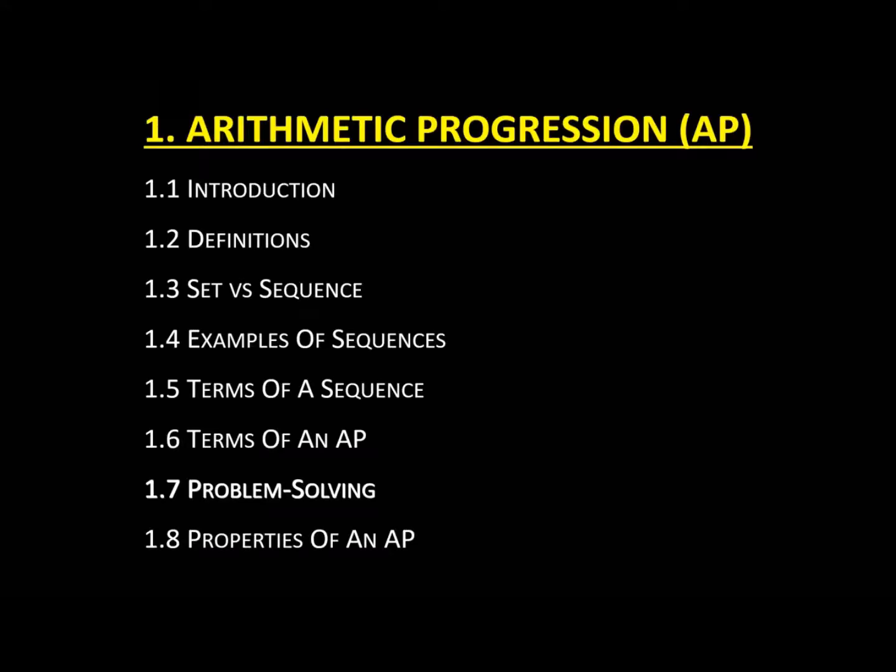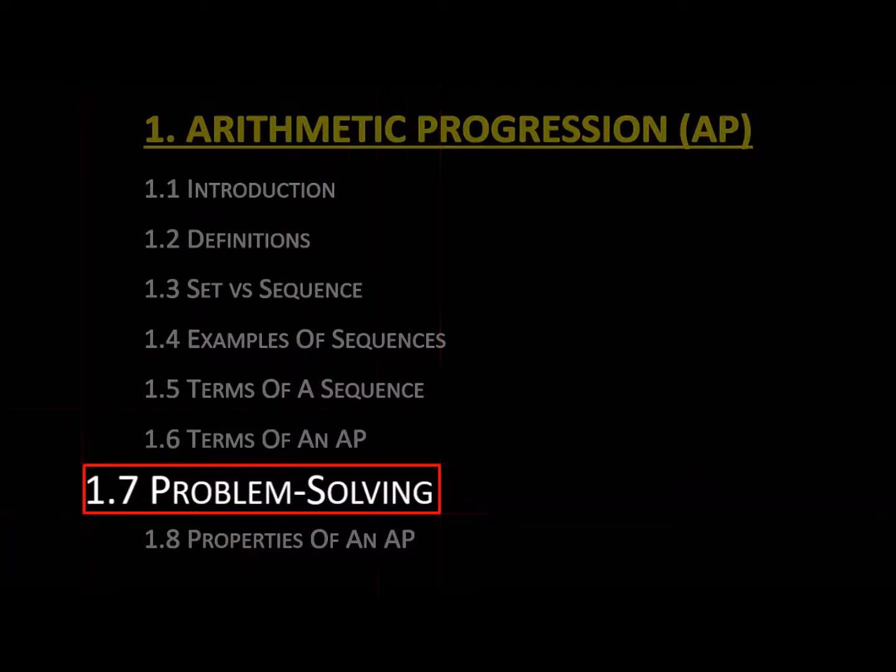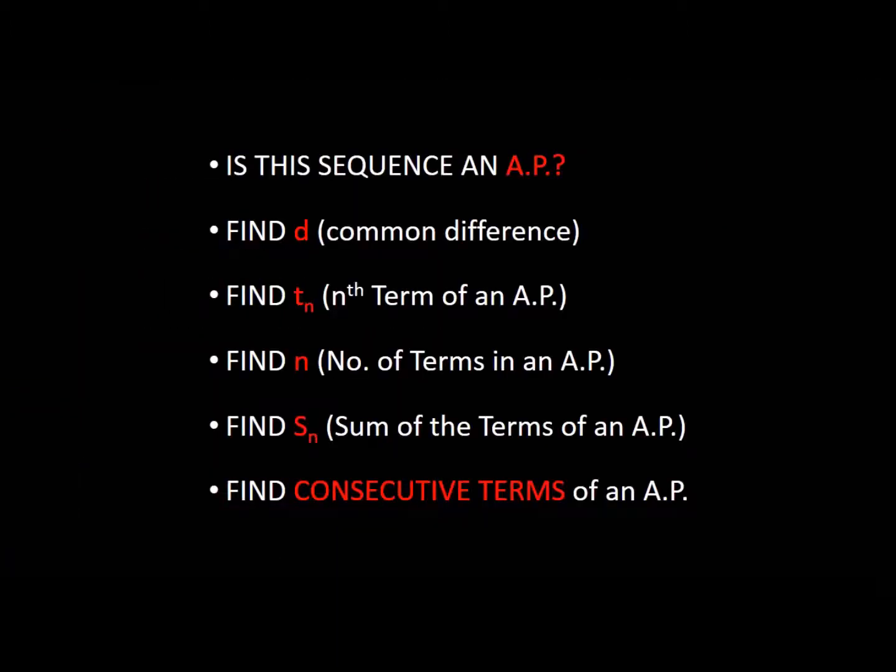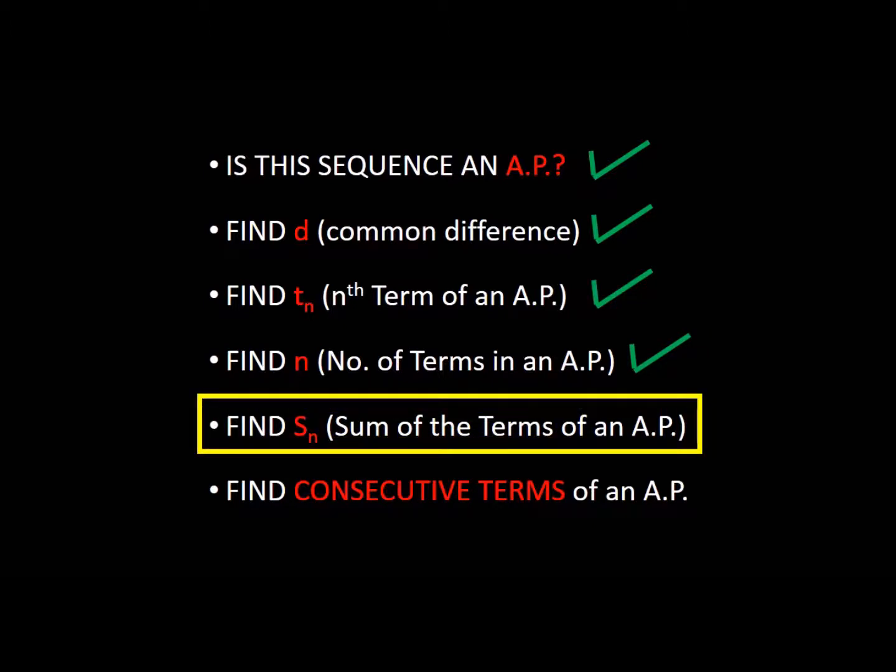Welcome back to the chapter on arithmetic progressions, and we're still on the topic of problem solving. Previously we found how to determine whether a sequence is an arithmetic progression. We found how to find the common difference d, the nth term tn, and the number of terms in an AP, n. In this section, we are going to learn how to find the sum of the first n terms of an arithmetic progression, which we denote by Sn, S suffix n. So let's proceed.